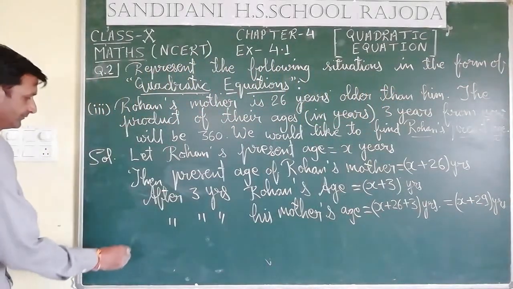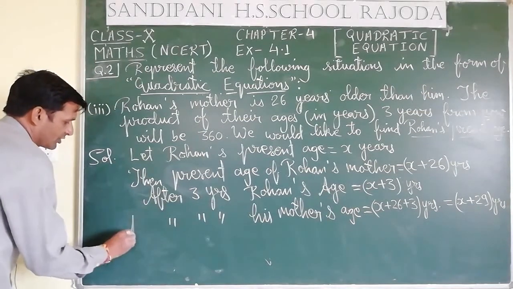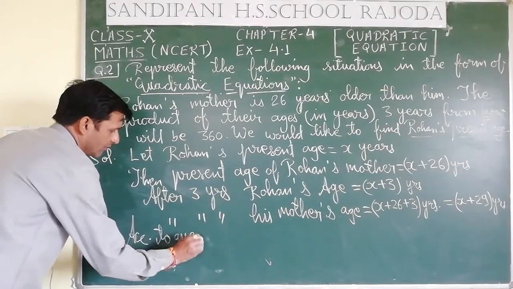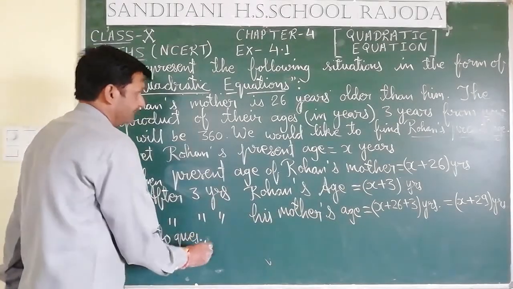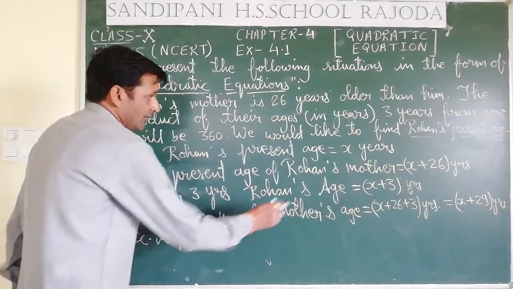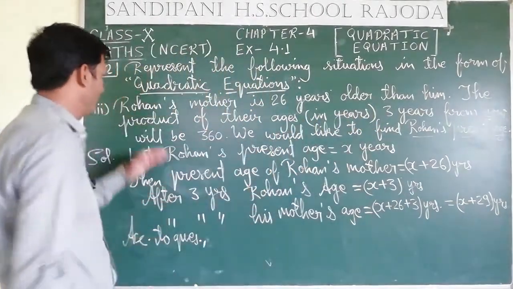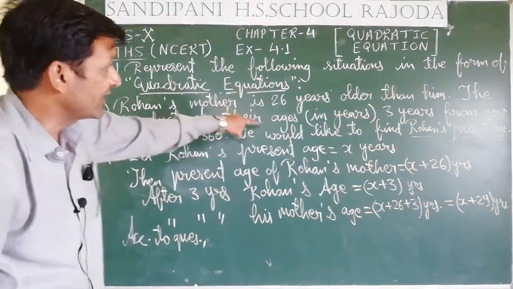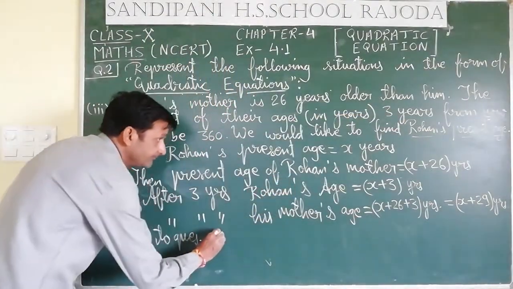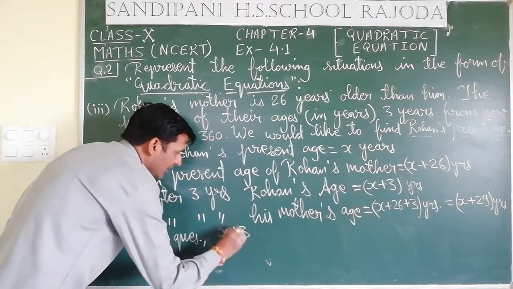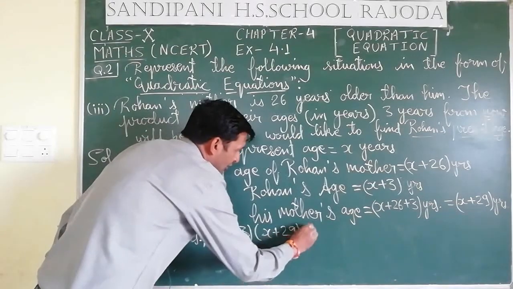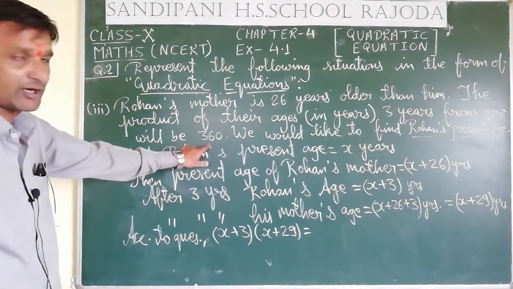Now, according to question, it is clearly mentioned product. Product means we have to multiply these, because 3 years from now product is mentioned. The product of their ages 3 years from now, it is clearly mentioned in question. So x plus 3 into x plus 29 is equal to, this product is 360.